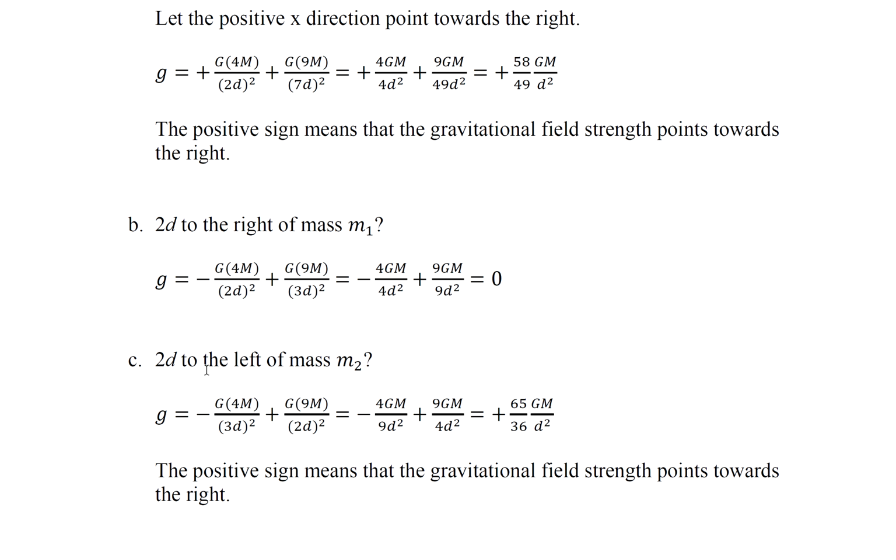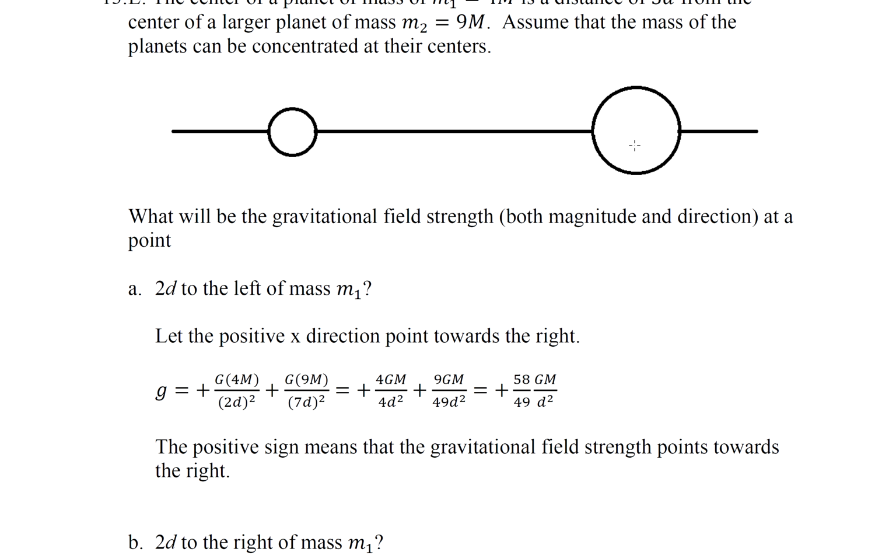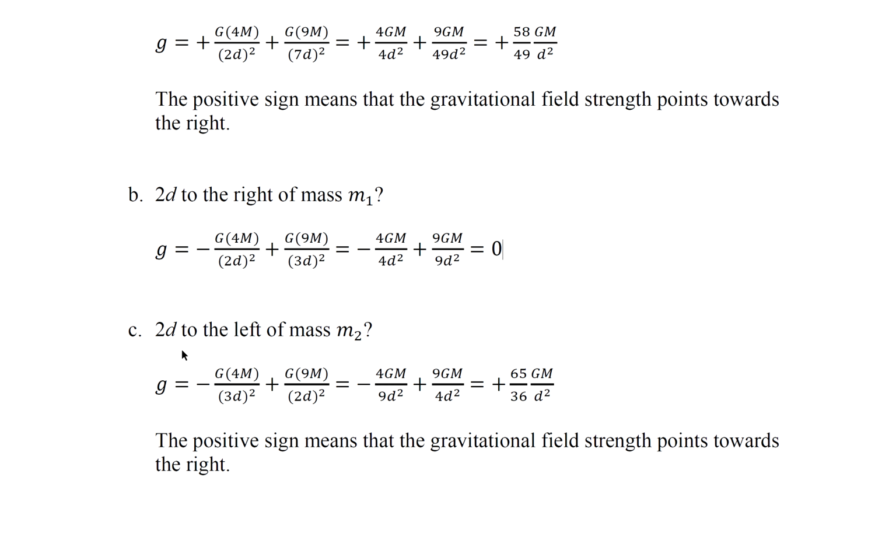Part C, what if we place an object 2d to the left of mass m2? If we place an object 2d to the left of mass m2, mass m1 pulls it to the left and mass m2 pulls it to the right. So it will be 3d from the left of mass m1 and 2d to the right of mass m2. So that's why there's a minus sign here and a positive sign here. And there's a 3d in the denominator and a 2d in the denominator.